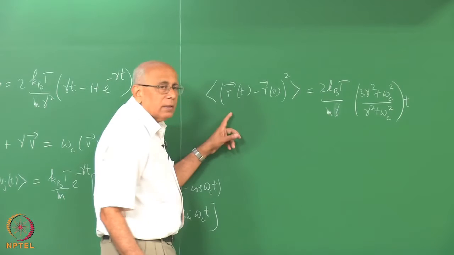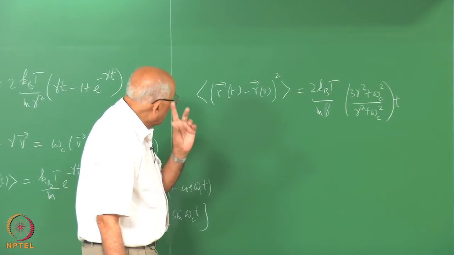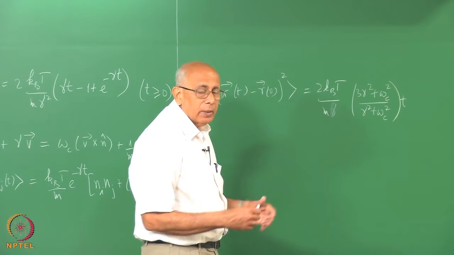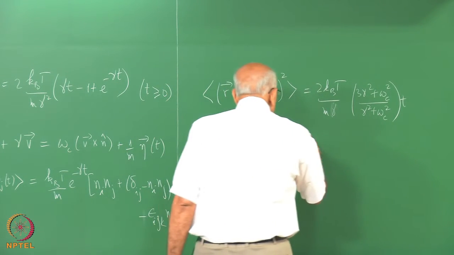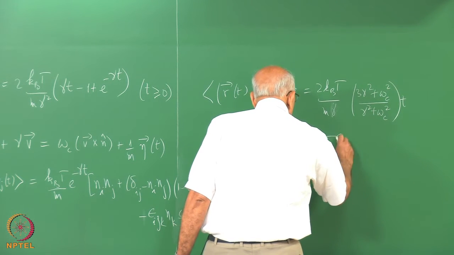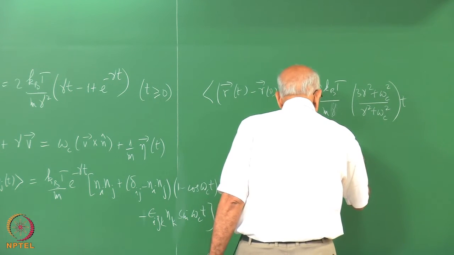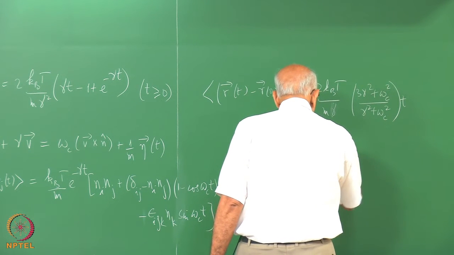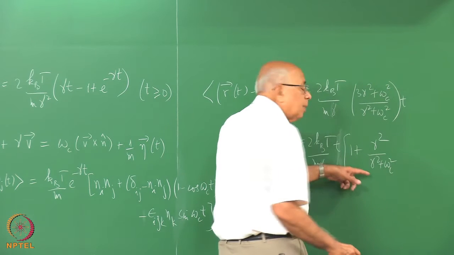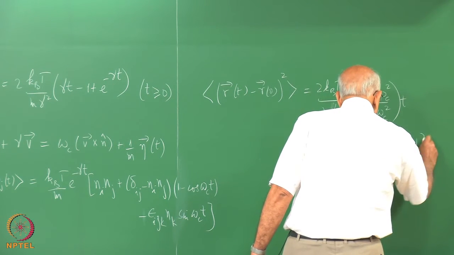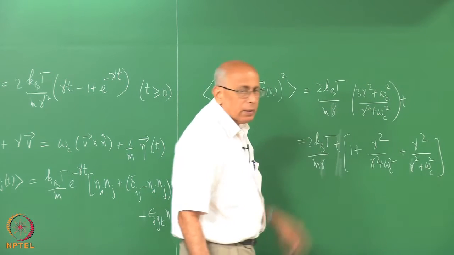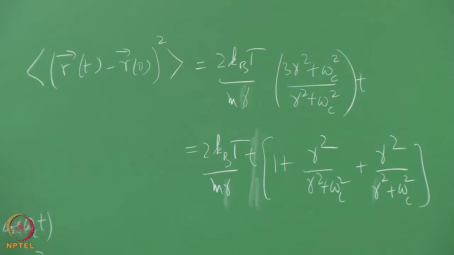Recall that what is happening here, this is x squared plus y squared plus z squared if you like. If the field is along the z direction, then the x and y portions get inhibited, they get attenuated, but the z displacement remains as before. So this still remains 2 k Boltzmann T over m gamma, but inside you have times t and then 1 plus gamma squared over gamma squared plus omega c squared from the displacement in the y direction or x direction plus 1 in the z direction. So that gives you this result, okay, in the diffusion limit, once again in the diffusion limit.